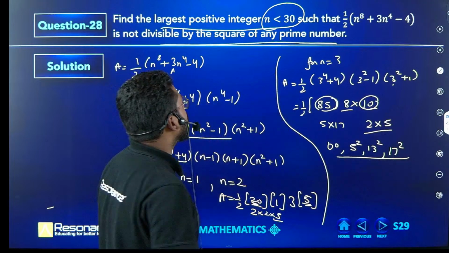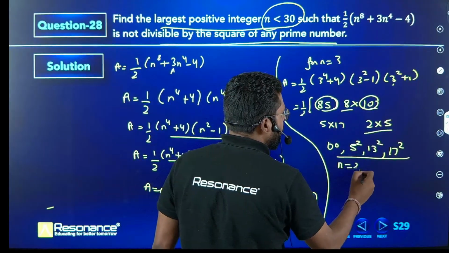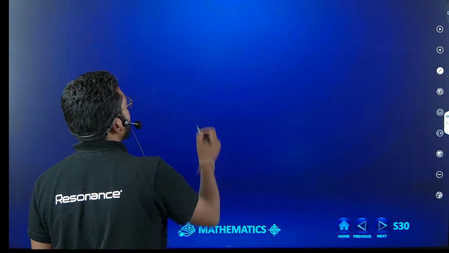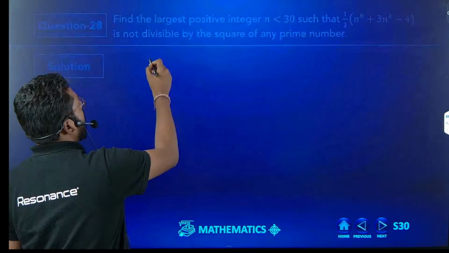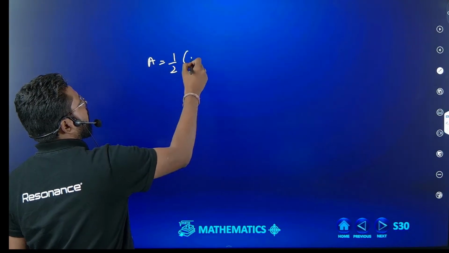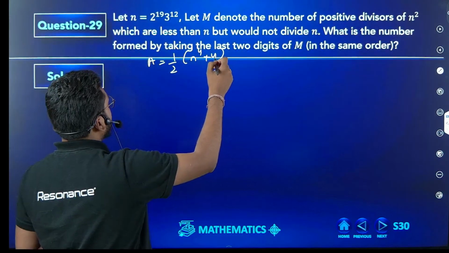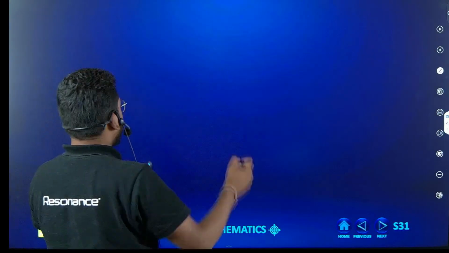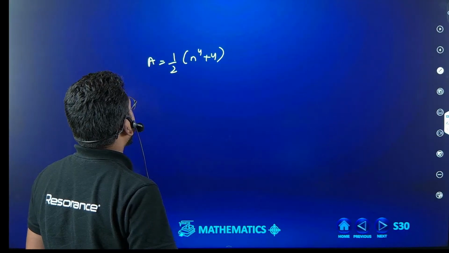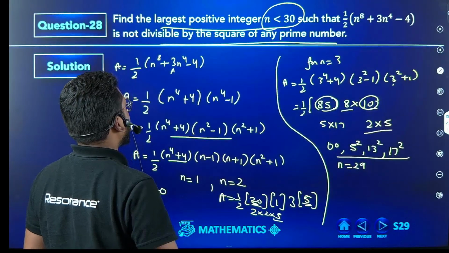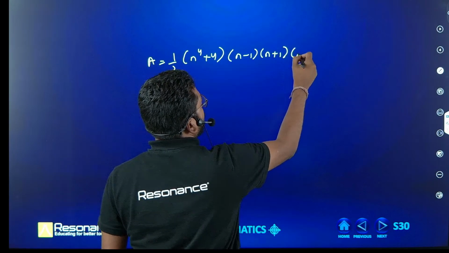But if you put n equals 29, less than 30, our equation is half of (n^4 plus 4) and n square minus 1, which means (n minus 1)(n plus 1), into (n square plus 1).